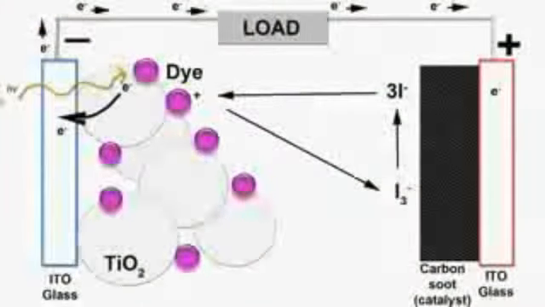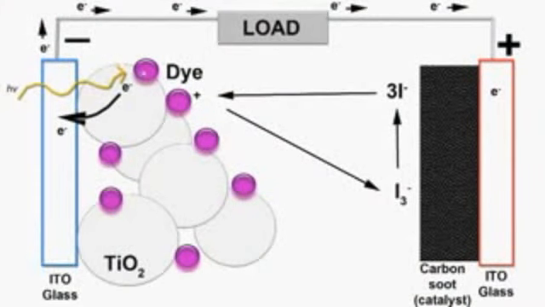But first we need to know how this works. When light hits it, the anthocyanin molecules absorb the light and inject electrons into the conduction band of the semiconducting titanium dioxide. The anthocyanin dye itself is oxidized in the process. The electrons in the titanium dioxide migrate along and eventually hit the conductive indium tin oxide glass and flow as a current through the load.